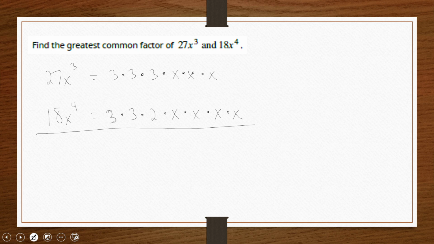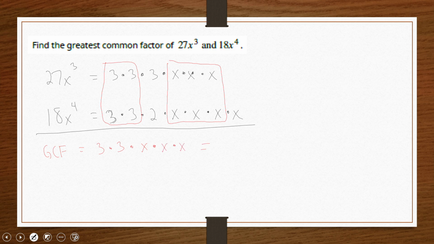Looking at these two lists, I can see that I have at least 2 3's involved in each case, and at least 3 x's involved in both lists. So here I'm creating my GCF again by writing out each of the common factors that I see listed above.